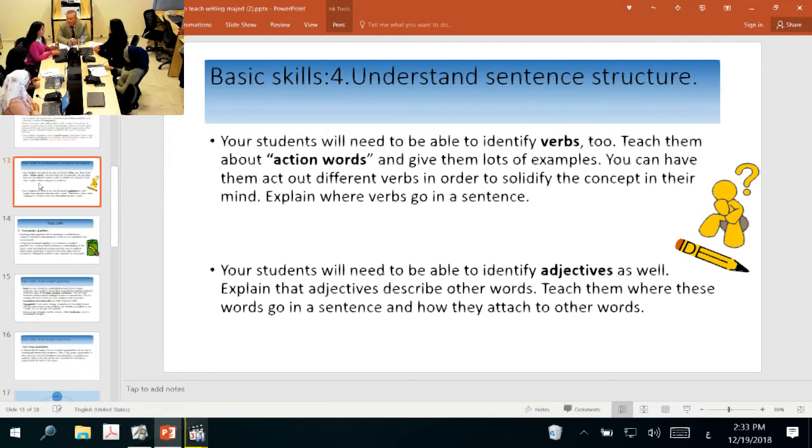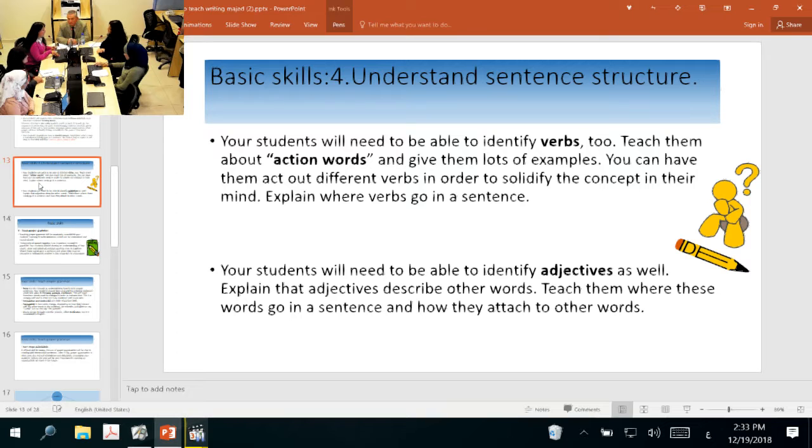Okay, and so you can have them act out different verbs in order to solidify the concept in their mind, to understand the meaning of a verb. For example, stand up. They know the meaning of standing. Acting the verb is a very good idea so that this will be solid in their minds. And they need to be able to recognize the order or where verbs go, where they should be placed. For example, after the subject and things like that.